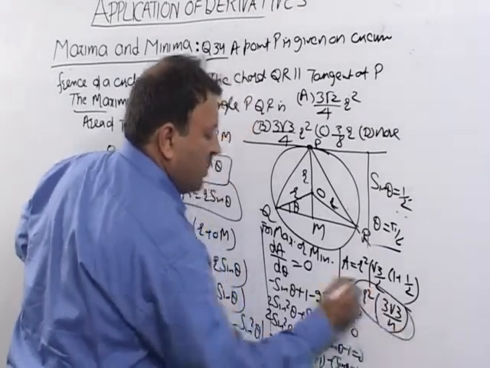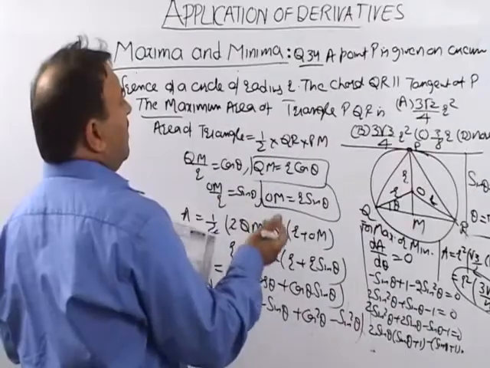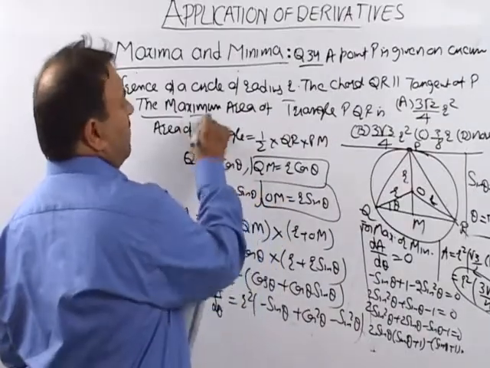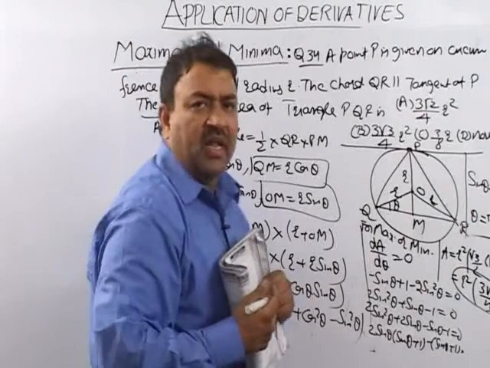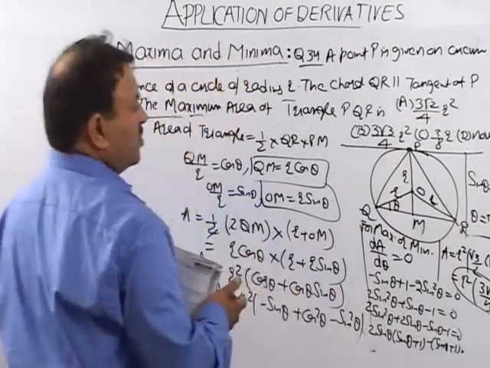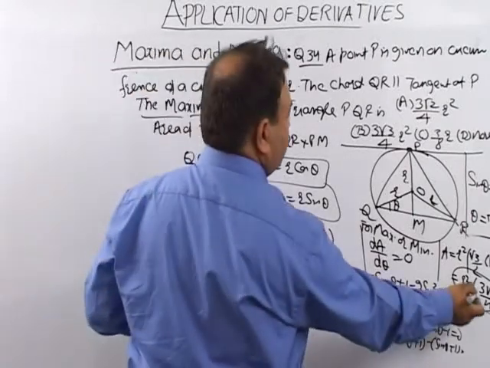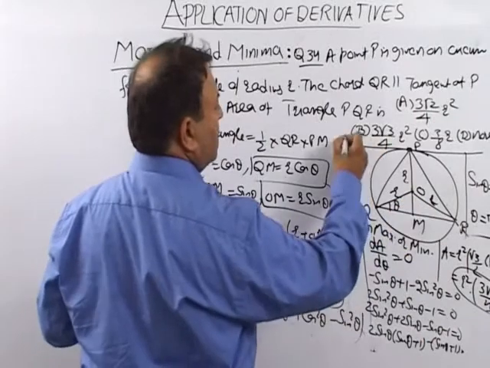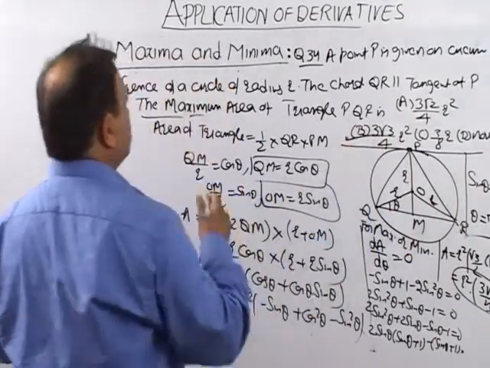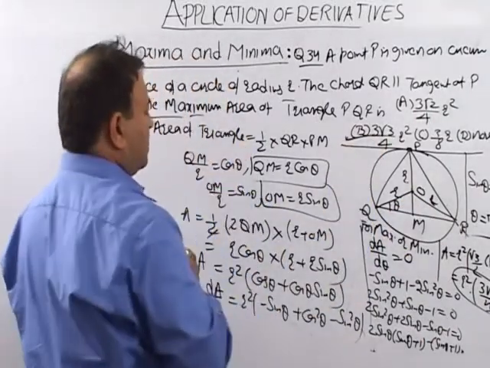This is our area. When we take the double derivative we get negative 1, so this is a maximum. So the answer comes out to be this, I can say this is B part. So the right answer for question number 34 is B part.